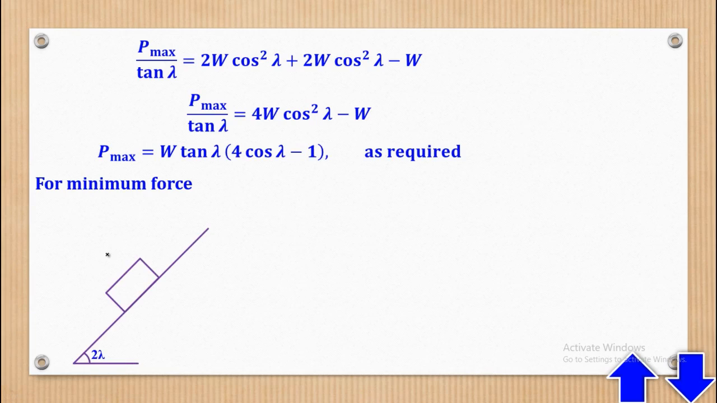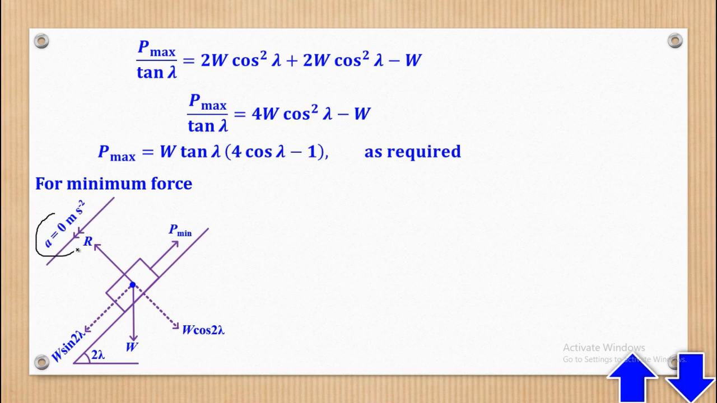The first thing to do is to put the weight acting vertically downwards and the component of the weight along the plane and perpendicular to the plane. The normal reaction capital R and the force P minimum. Because this is P minimum, the particle is at the point of sliding downwards, that's why this acceleration is pointing downwards, but it is zero, meaning it has not yet moved. Because it's at the point of moving downwards, friction will act upwards along the line of greatest slope.